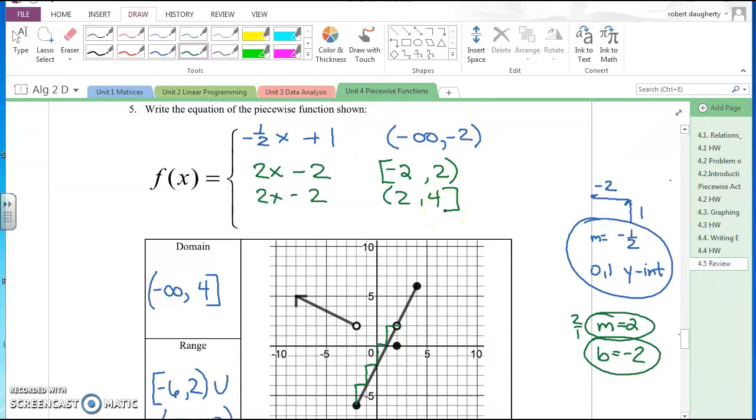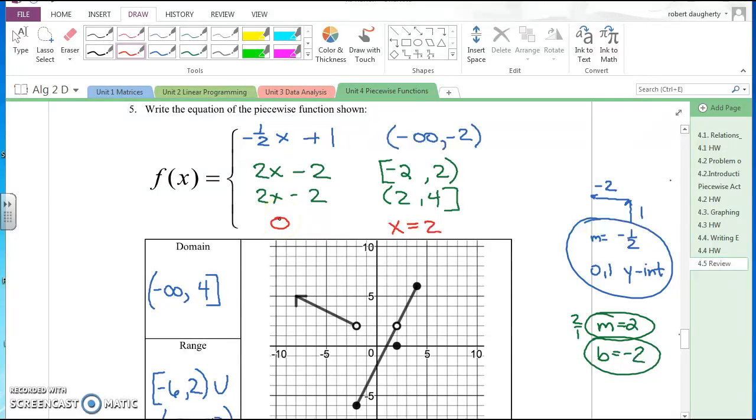So I've got that same line, I've just got that hole right in the middle of the line, so it tells me that I've broken up the domain into a couple pieces there, okay? And so the only thing left is that dot that is all by itself. That dot is what happens when x equals 2. And so when x equals 2, it looks like my y value is 0, okay?